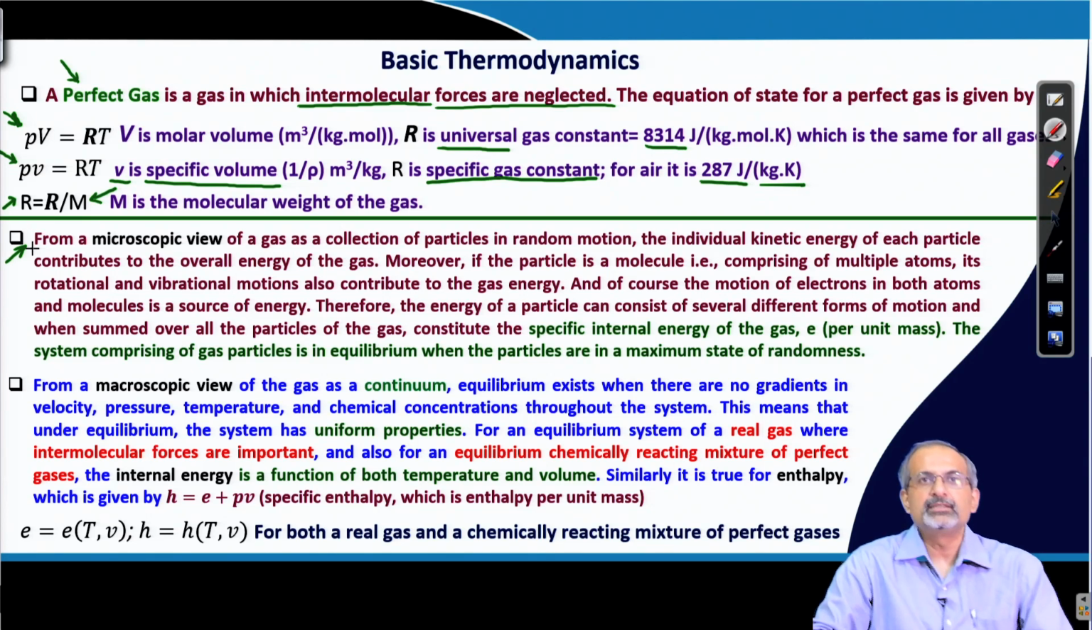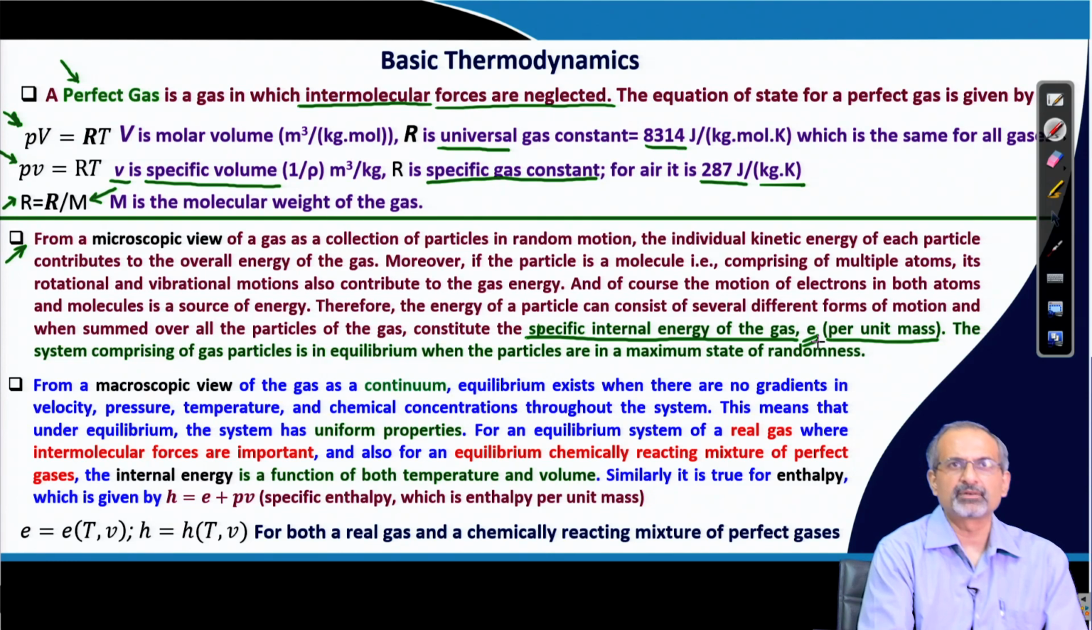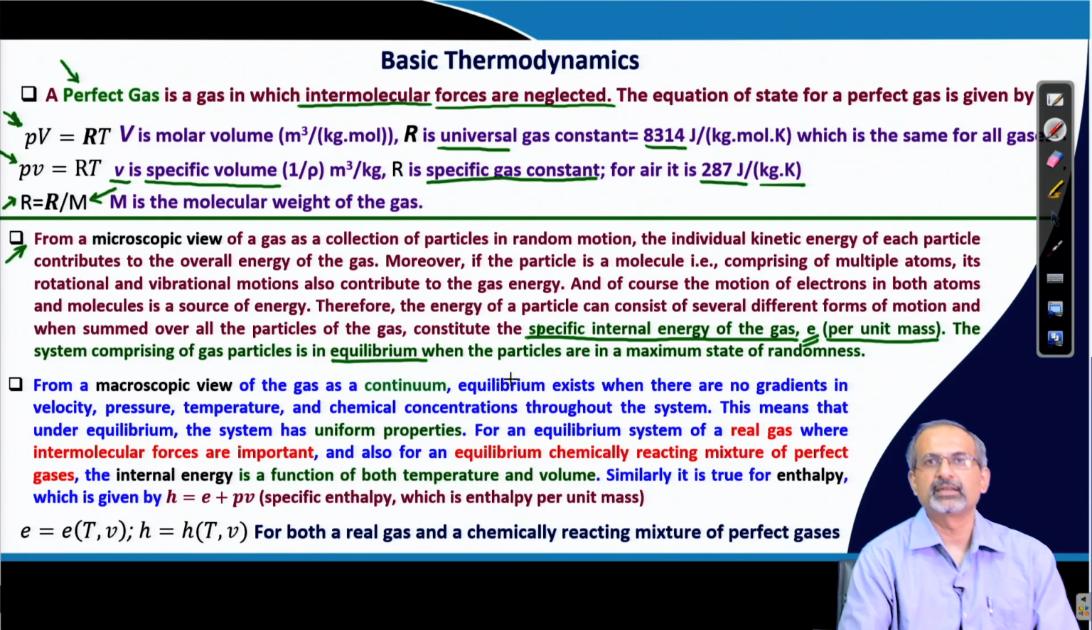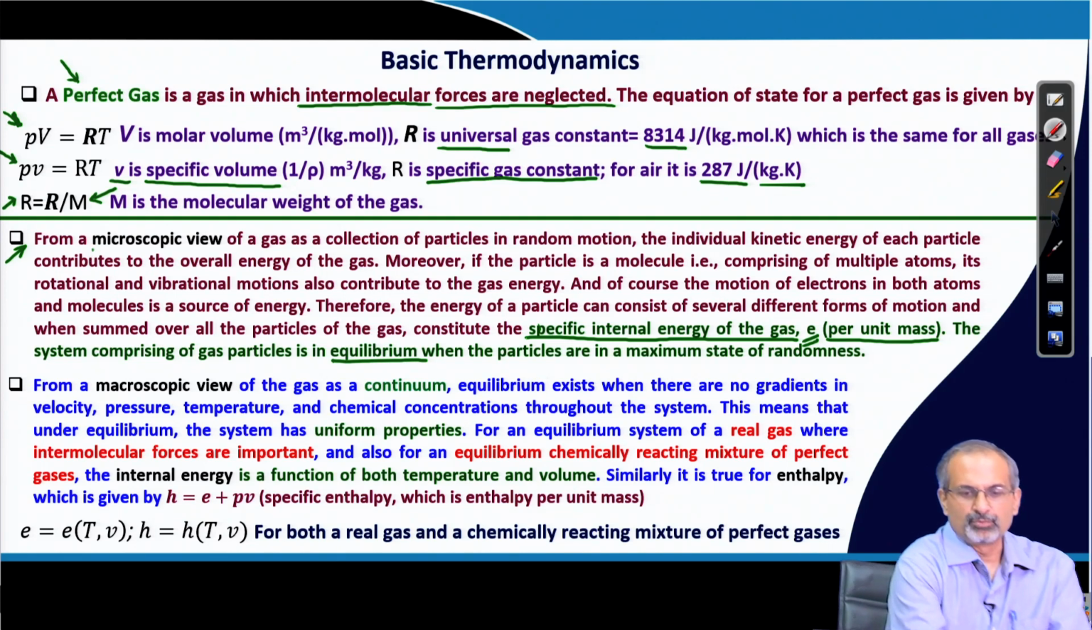And of course, if you go into each one of the constituent atoms, then the electrons are in a state of continuous motion, and then they also add on to the energy. Therefore, when you account for all these energies and sum them over all the particles that comprise the gas, you end up getting the so called internal energy of the gas, which is often expressed in specific terms, that means per unit mass terms, and represented by small e. The system comprises gas particles which are in a state of equilibrium when these particles are in a maximum state of random motion. So, that is the microscopic viewpoint.